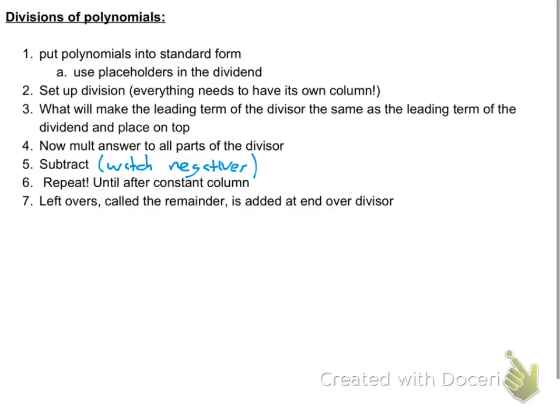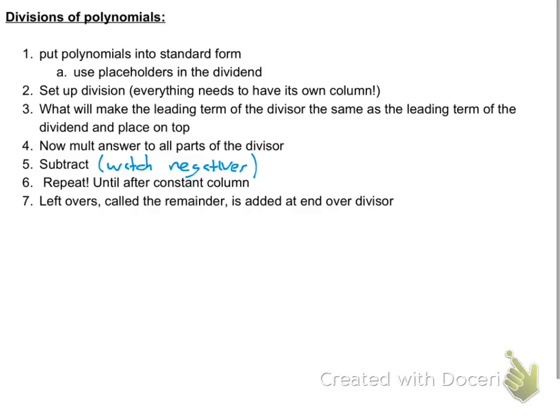You need to set up that division bar, with the divisor on the outside and your dividend on the inside. And the question that you need to be answering all the time is, what is going to make the leading term of the divisor, the outside one, the same as the leading term of the dividend, the inside one, and then you can place that on top of the appropriate column.